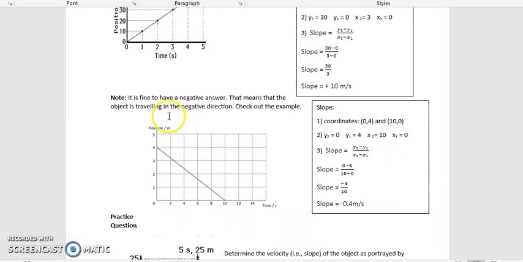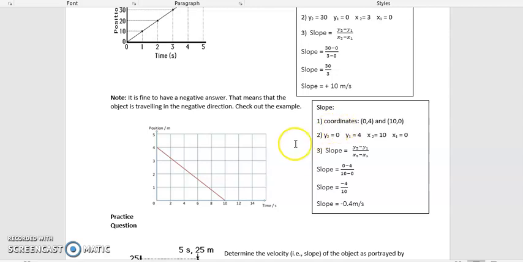So just note, it's fine to have a negative answer. This means that the object is traveling in the negative direction. So lots of times we get really worried thinking, oh, maybe I did this wrong. If your line is going in the negative direction, then you would have a negative slope and have a negative velocity. So we'll look at one example like that.